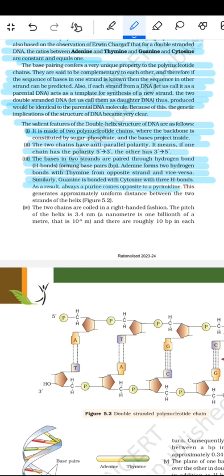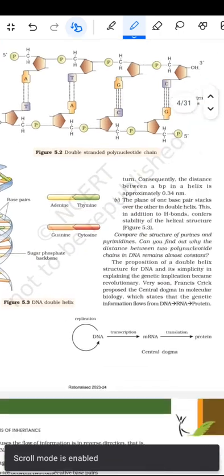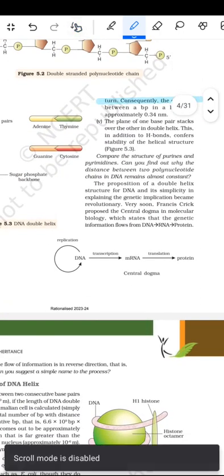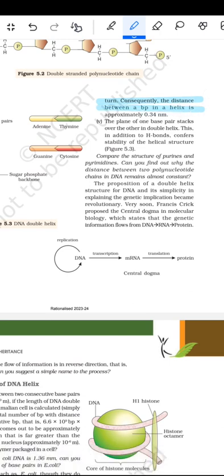As a result, always a purine comes opposite to a pyrimidine. This generates approximately uniform distance between the two strands of the helix. The two chains are coiled in a right-handed fashion. The pitch of the helix is 3.4 nanometer. A nanometer is one billionth of a meter, that is 10 to the power minus 9 meter, and there are roughly 10 base pairs in each turn. Consequently, the distance between base pairs in the helix is approximately 0.34 nanometer.